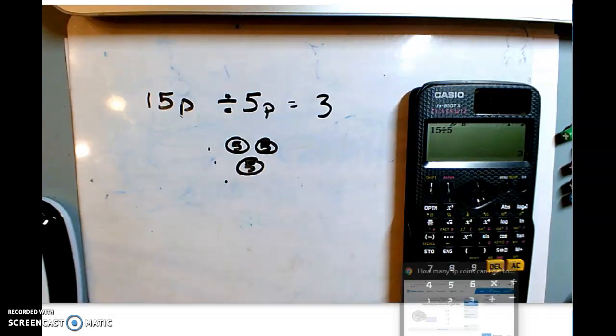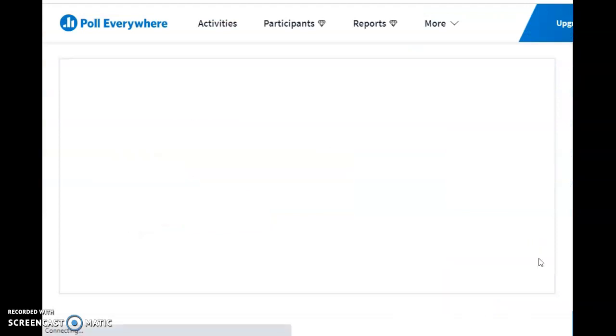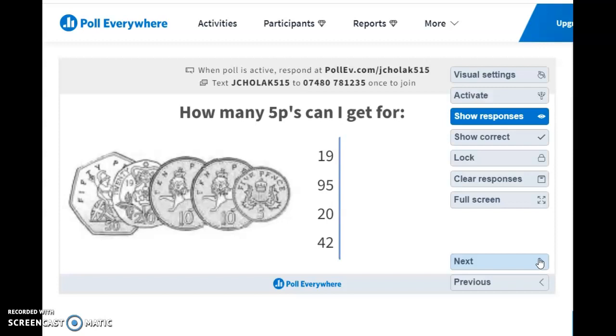Let's look at the next question. So why don't you try this one? Pause the video and see if you can give it a go. How many 5p's can I get for this amount over here? So we have to look. Well, we have 50p plus 20p, so that's 70, plus 10 is 80, plus another 10 is 90, plus 5, so we have 95p.